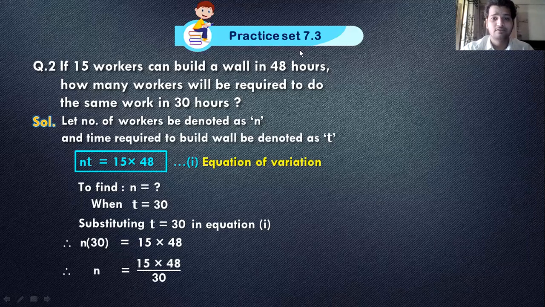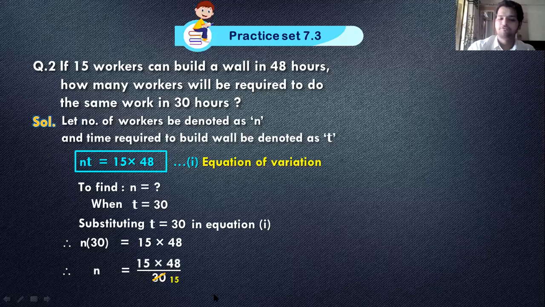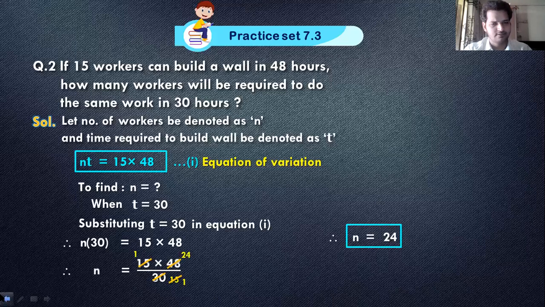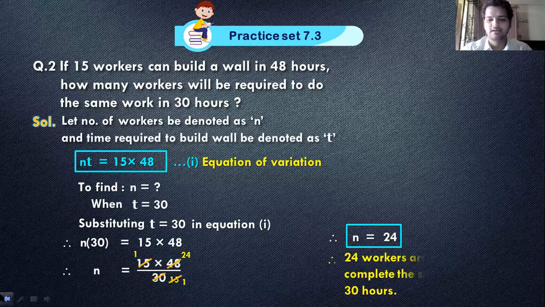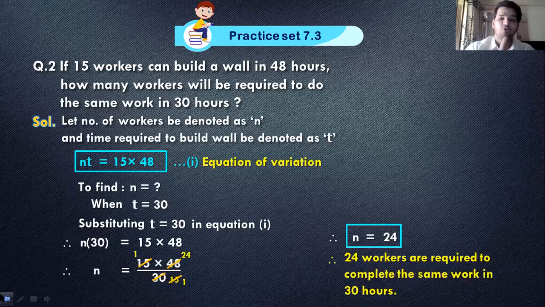So let us cancel the numbers. 15 ones are 15 and 15 twos are 30. You can do that calculation also. Or what you can do, 2 के टेबल से कैंसलेशन करो. Both the ways you can do the calculation. So 2 15s are 30, 2 24s are 48, 15 ones are 15, ones are cancelled. So n is 24. So what we get as the answer? 24 workers will be required to complete the same work in 30 hours.